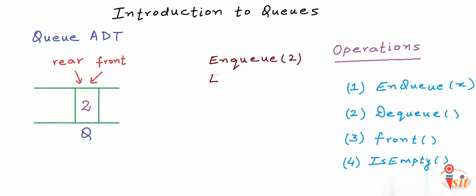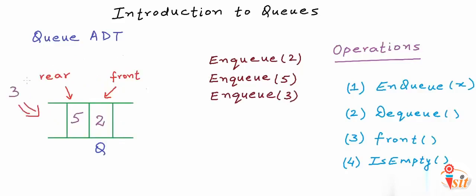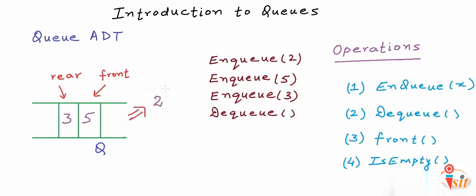Let's enqueue one more integer. Now I want to insert number 5. 5 will be inserted at rear or tail of the queue. Let's enqueue one more. And now I want to call dequeue operation. So we will pick 2 from head of the queue and it will go out. If dequeue is supposed to return this removed integer, then we will get integer 2 as return.